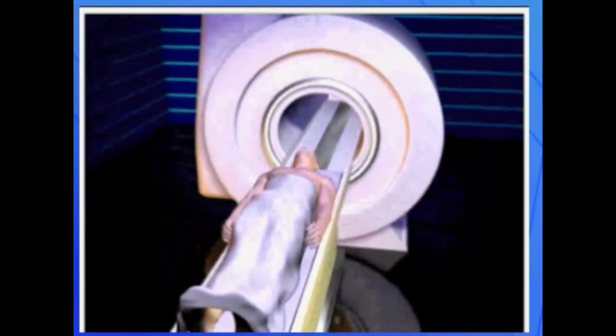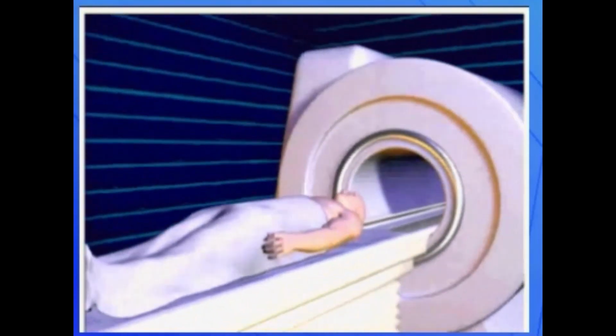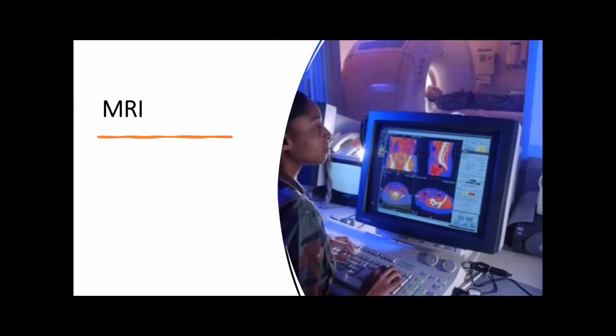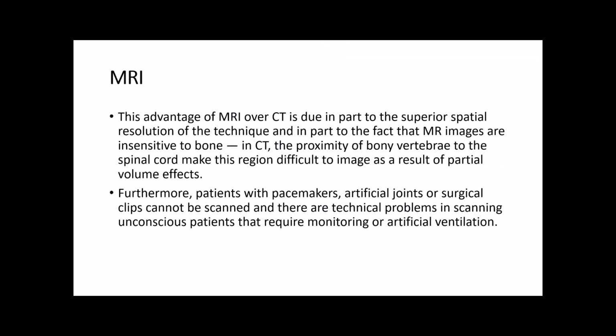An MRI has the patient enter a large tube. Inside this tube, all of the protons, hydrogen protons, in their bodies are aligned. By using radio frequency pulses, we can push these out of alignment. They then return to alignment. The energy they give off when they return to alignment is what we record as an MRI. The advantage to MRI over CT is due in part to the superior spatial resolution of the technique and in part to the fact that MRI images are insensitive to bone. This allows us to image areas such as the spinal cord.